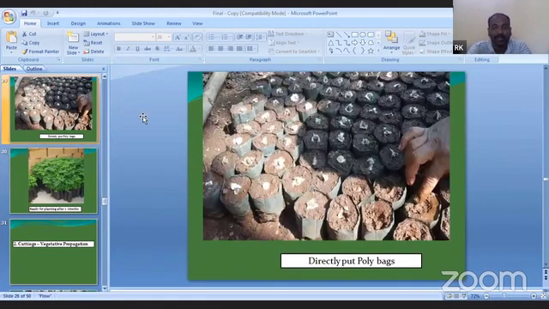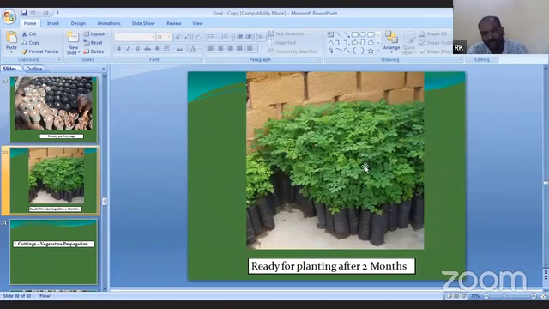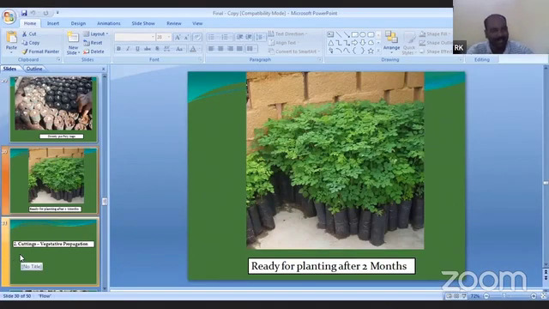So you see, first we sow the seeds. Fill the polybags with pot mixture: farmyard manure, red earth, and soil. Mix it in a 1:1 ratio. Then we put this in the field. You see like this, then put the seeds directly in the polybag. After 2 months like this, we go for direct plantation. How to plant it, we will discuss at a later stage.